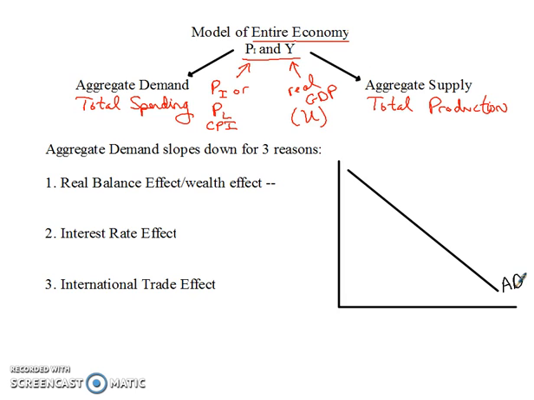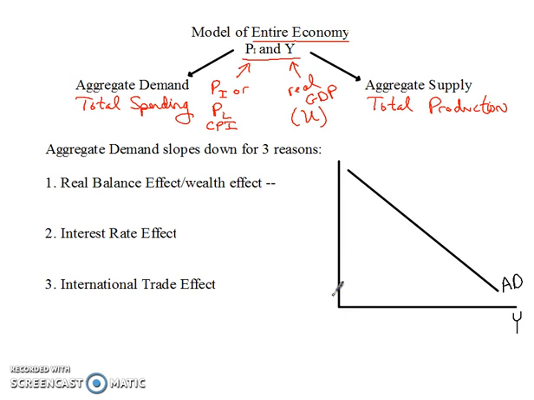The variable on the horizontal axis is not the quantity of some one particular good. It is the total spending or total production or total income, because remember, GDP is all of those things. It is the real GDP on the horizontal axis. It's the total spending, total production, and total income in all of society. That's what's on this horizontal axis: the real gross domestic product.